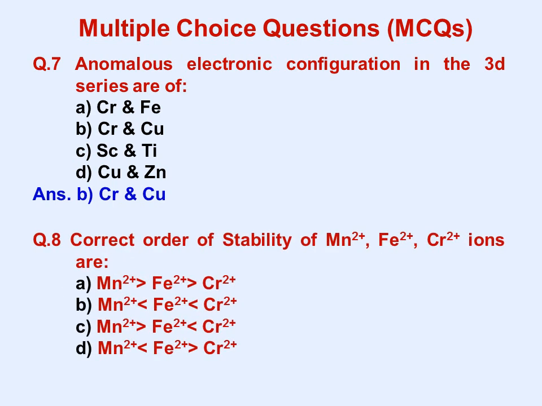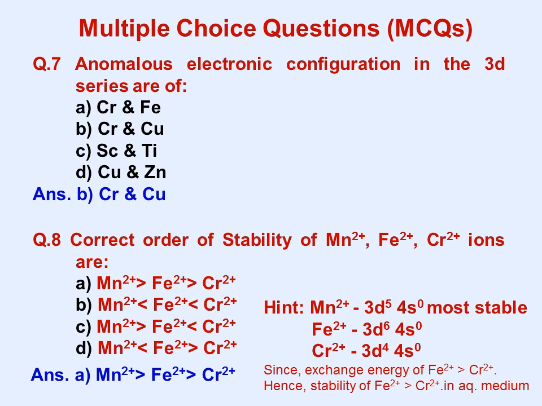electronic configuration. Next question is question number 8, in which we have to arrange in correct order of stability the dipositive cations of manganese, iron and chromium. This is a very tricky question because these three dipositive cations are very stable in respective conditions. So the right option will be option A, in which manganese dipositive cation will be more stable in comparison to iron dipositive cation, which in turn is more stable in comparison to chromium dipositive cation.